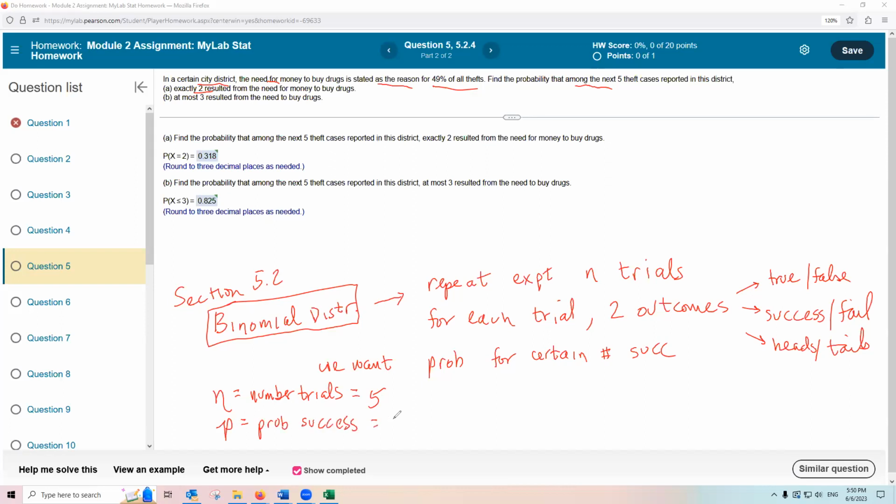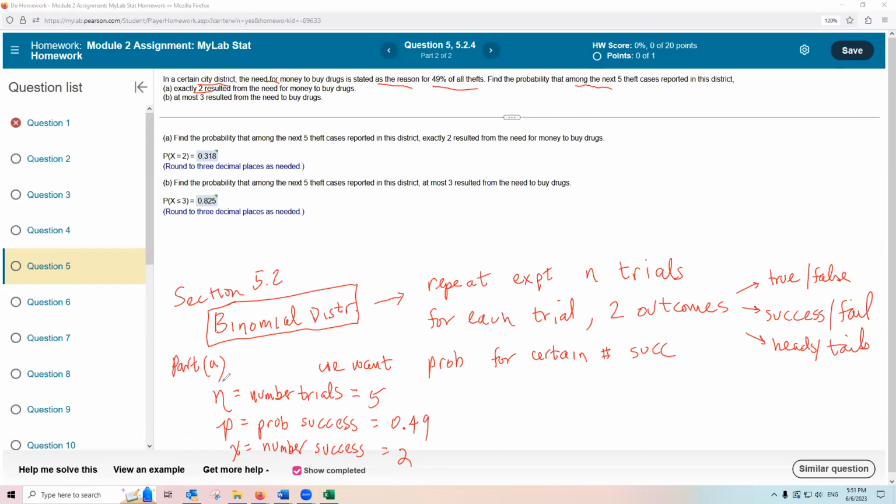In our case, it's 0.49, because we were told that 49% of all thefts are due to needing money to buy drugs. Not that that's a success, but we're just labeling that as a success. And then X is the number of thefts due to needing the money to buy drugs for the problem. So for us, X is 2. We're doing part A of the problem right now.